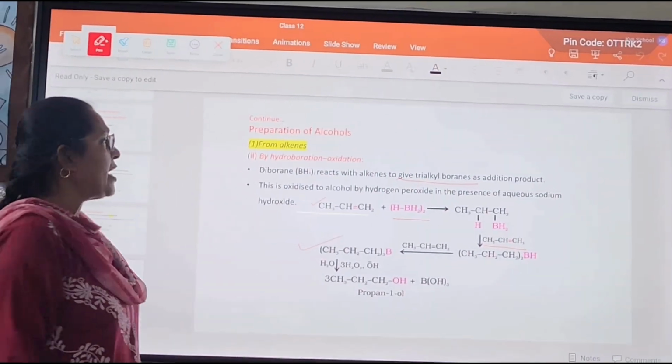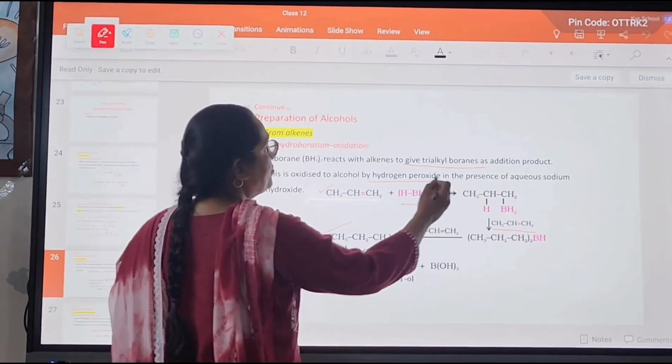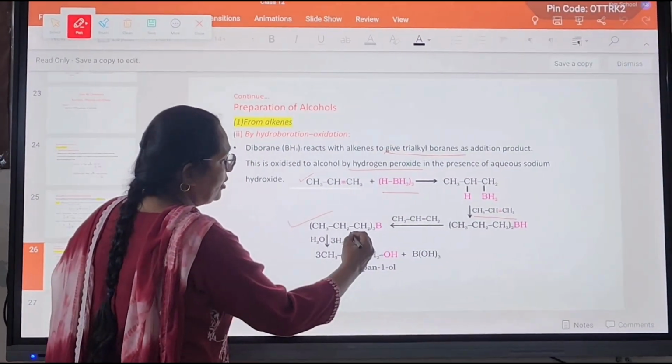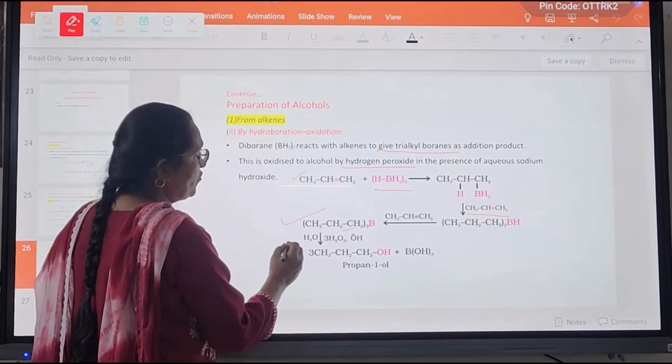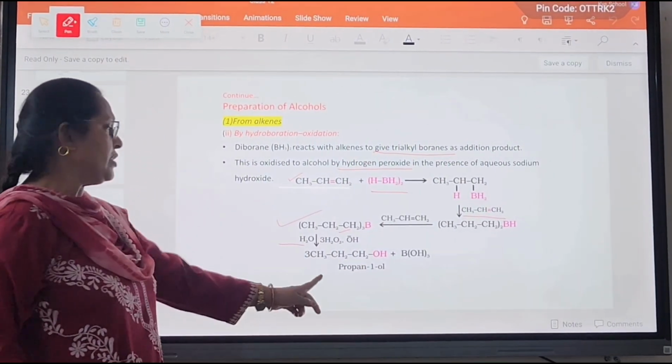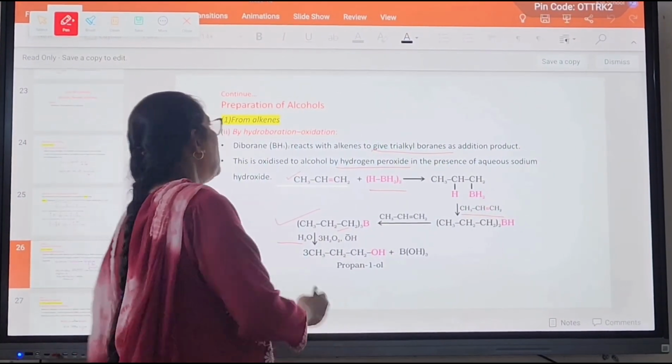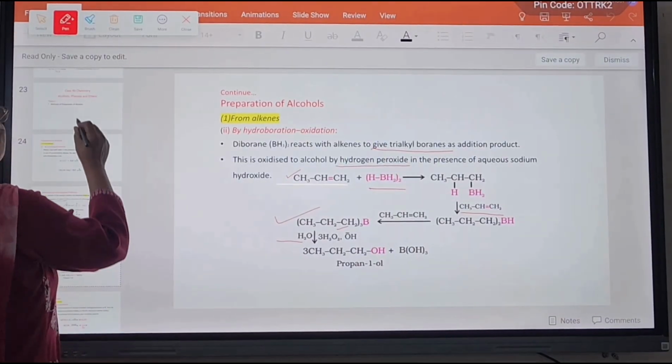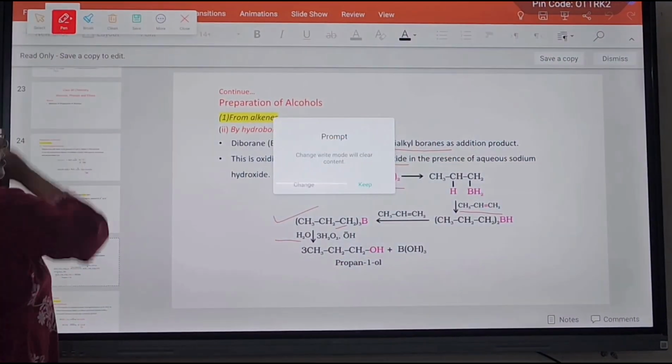This is oxidized in the presence of hydrogen peroxide and NaOH and gives propan-1-ol and boron trihydroxide.